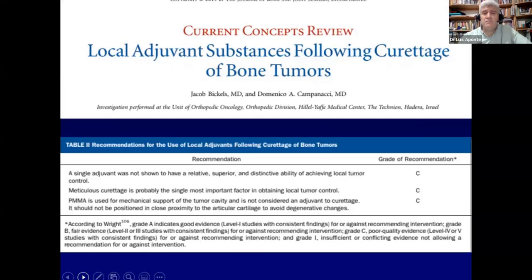So this is a very interesting article about local adjuvant substances following curettage of bone tumor. And you can see that we don't have any strong evidence that it works. Every center performs it, but the most important thing is a good curettage for tumor control. All the articles are of poor quality. So really you cannot believe that the local adjuvant is going to cure the bone tumor. You need to do a really extensive curettage. The curettage is fundamental for the treatment of this tumor.